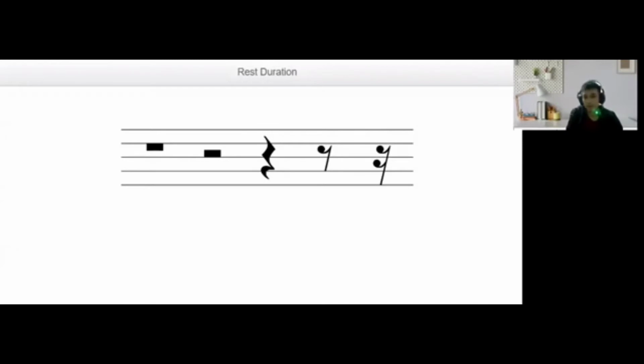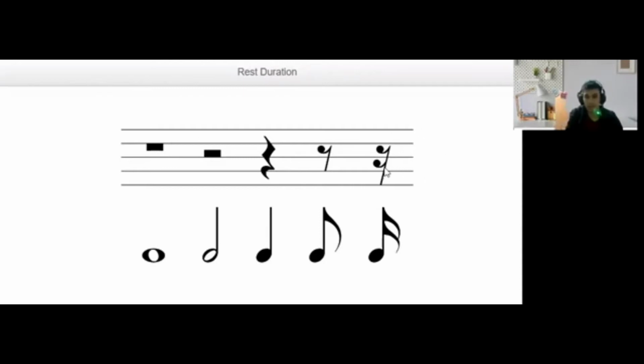Rests represent periods of silence in a measure. They are the symbols for silence in music. Each type of rest shares a duration with a certain type of note. As a review of our notes, we have a whole note, a half note, a quarter note, an eighth note, and a 16th note. There were 4 beats for a whole note, 2 beats for a half note, 1 beat for a quarter note, 1/2 for an eighth note, and 1/4 for a 16th note.